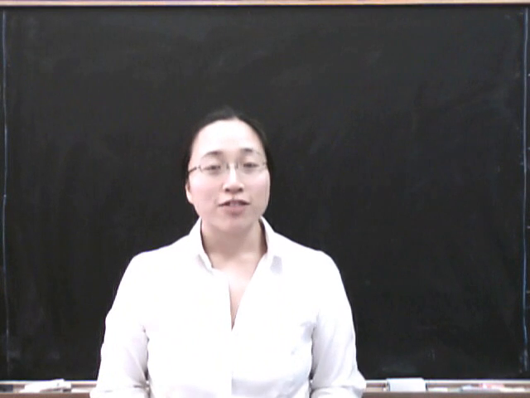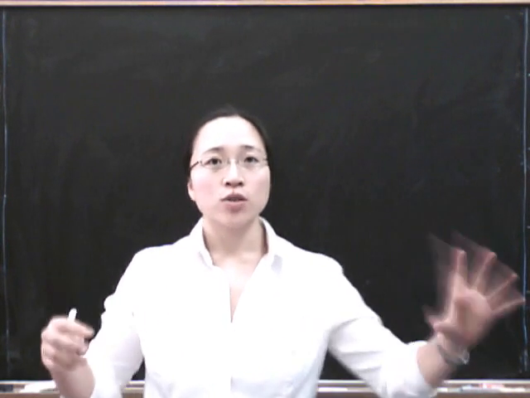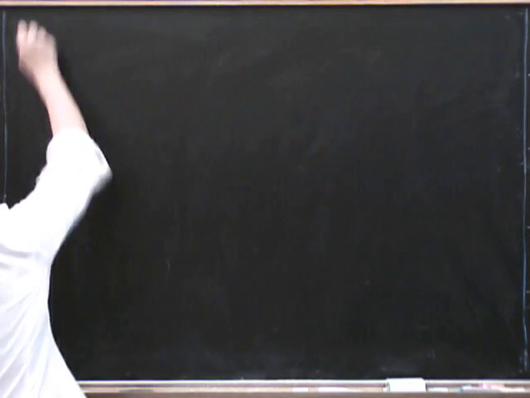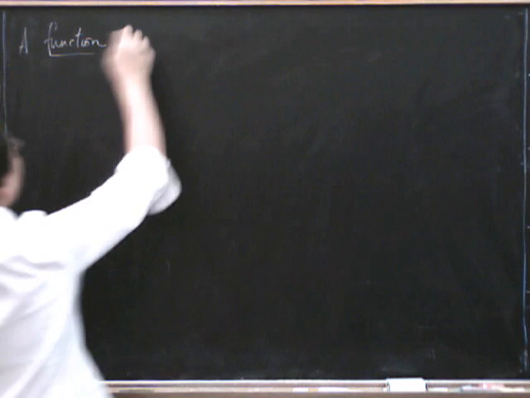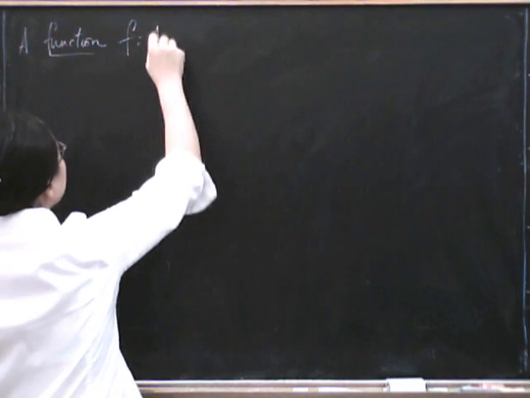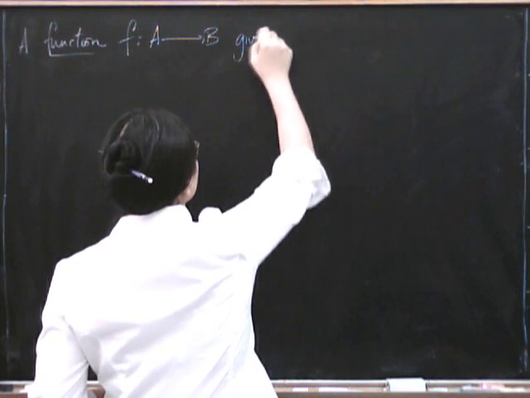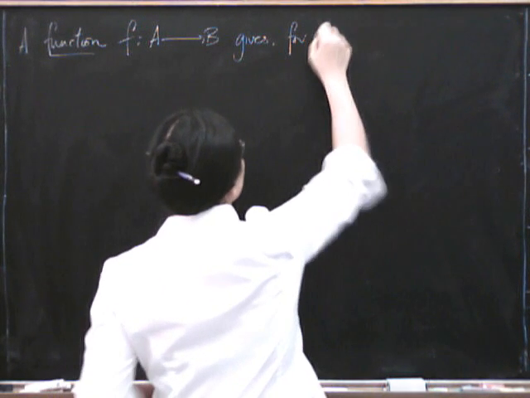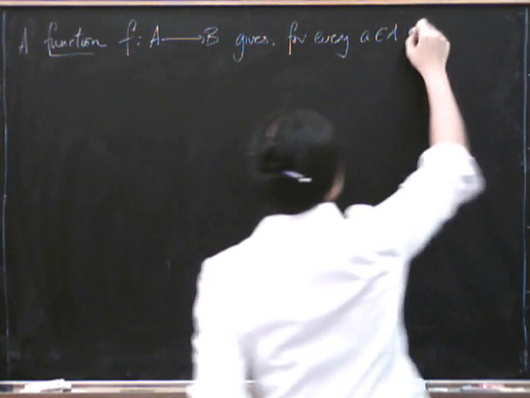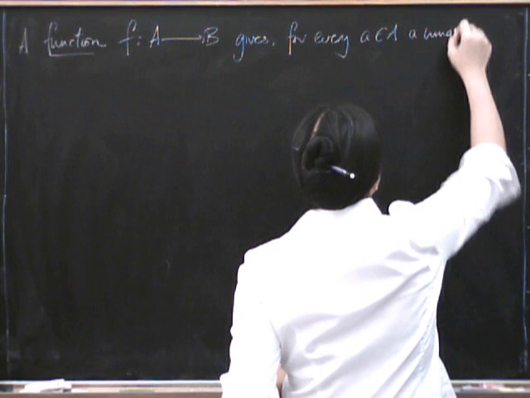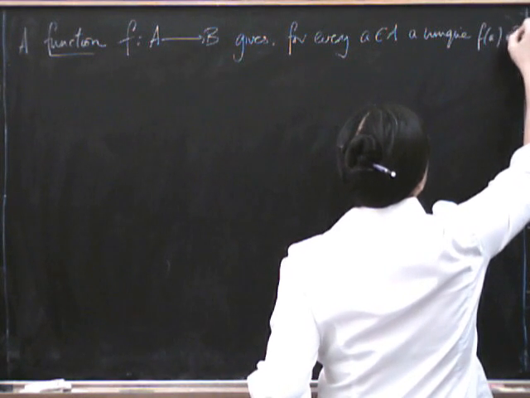Today we're going to talk about functions. A function is how you get from one set to another set. So a function f, say, from a set A to a set B gives, for every element in A, a unique element f of A in B.